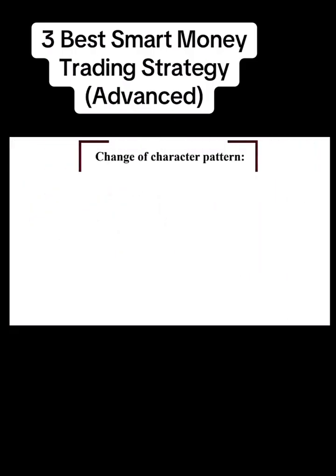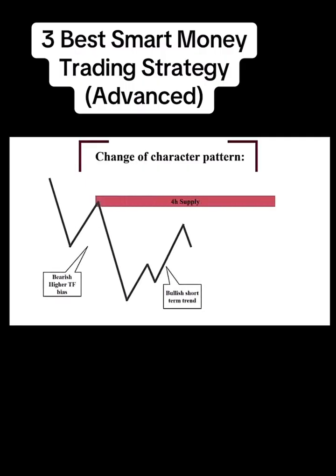We call this change of character pattern. This pattern forms after mitigating a higher time frame supply or demand. Meaning that we always trade this pattern if we have the market in our direction in higher time frames. Here, our higher time frame direction is bearish. After mitigating the supply zone, our short-term trend changes the character with inefficiency, leaving a perfect supply zone. So when the price gets back to this level, we will execute our short entries.